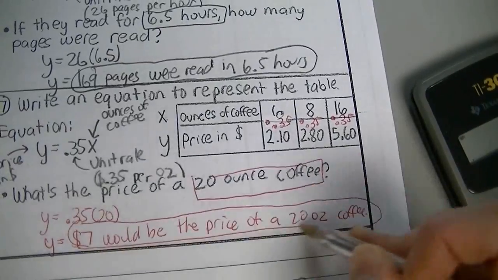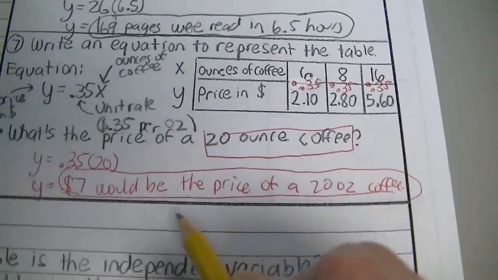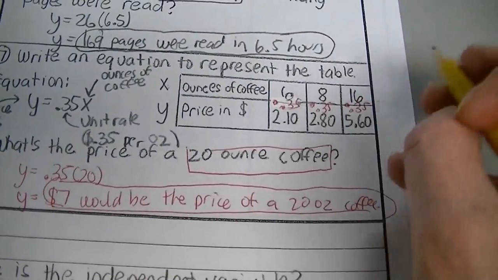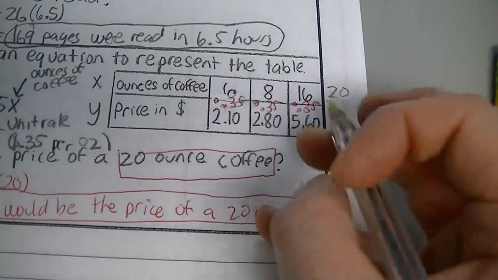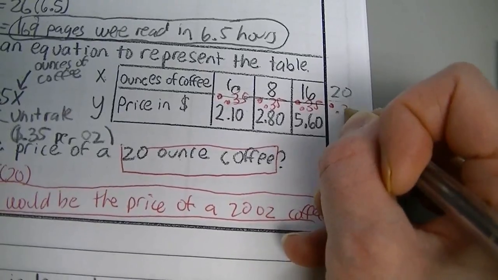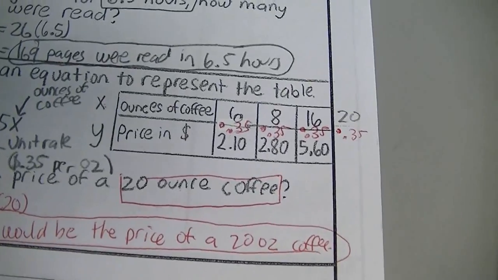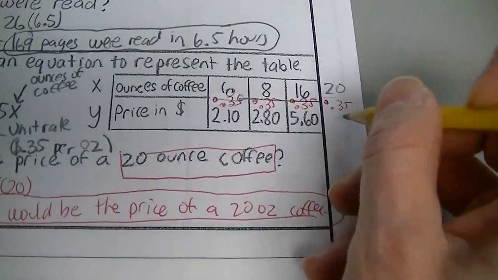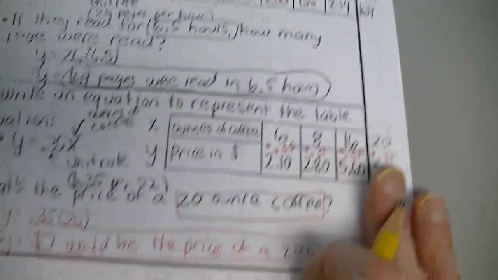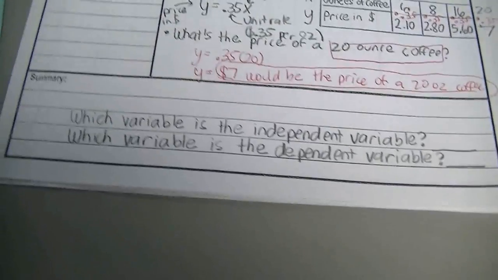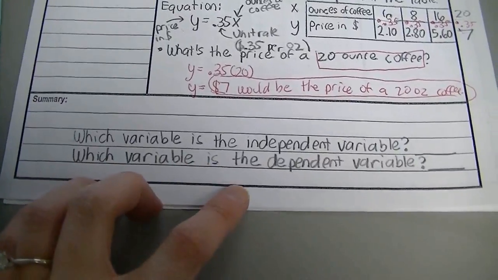And you'll notice I didn't put that in the table yet because I wanted you to try that equation. So let's go ahead and put that in the table. So 20 ounces right here, 20. And you'll see we had to multiply that by 35 hundredths, or 35 cents. And when I go 20 times 35 hundredths, we get the same thing. Yep, which is 7. Sorry, it's hard to write with one hand, not holding the paper. All right, for your summary, I want you to answer this. Which variable is the independent variable? Which variable is the dependent variable?